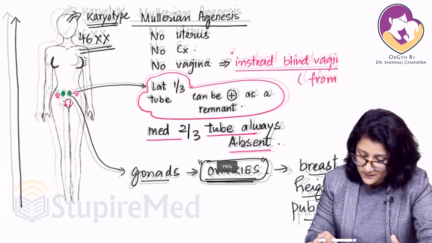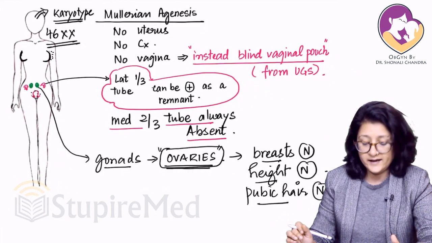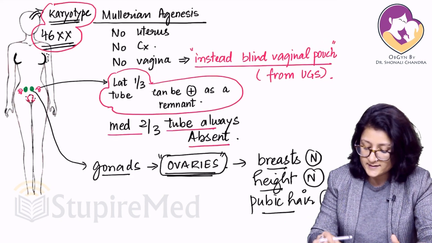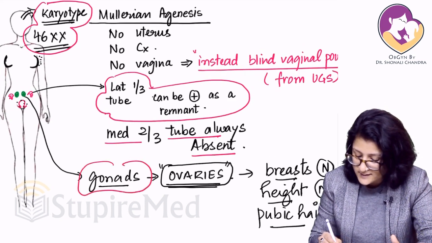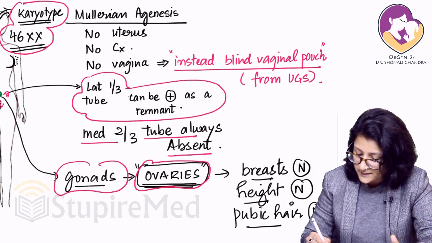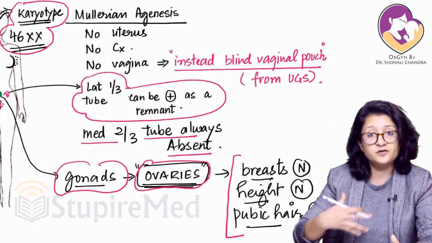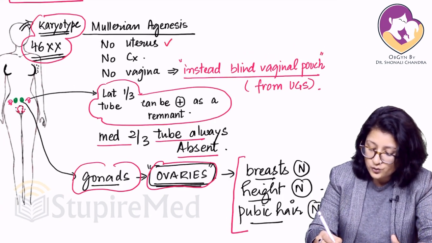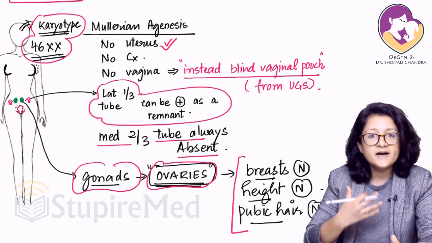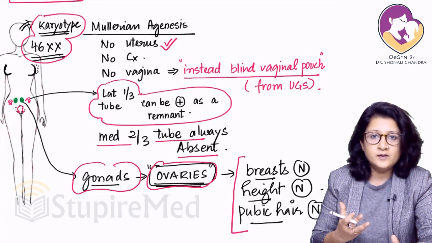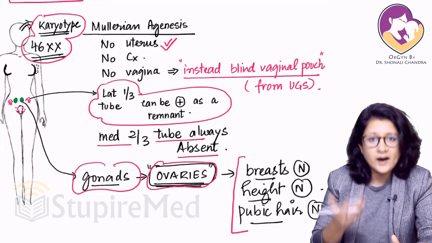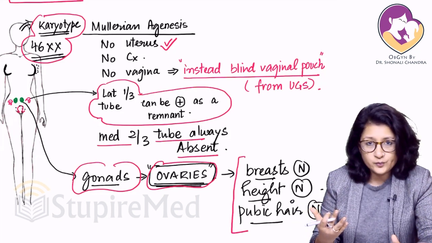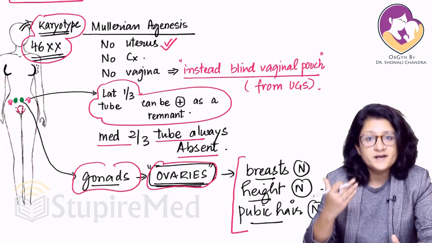All right. So this is what is important to understand about Mullerian agenesis, that she is a female with karyotype 46XX with gonads as ovaries. Therefore, the phenotypic expression of pubertal development is all okay, but the problem is that she has no uterus to bleed. Since she has no uterus to bleed, her problem is going to be identified when, despite all the other aspects of puberty, she fails to menstruate.